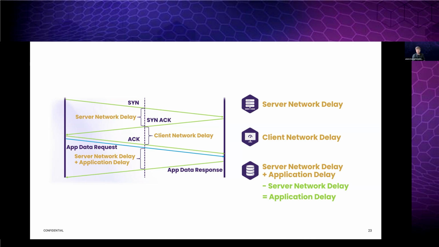And again, subtracting that server network delay out is really the powerful part, because that completely removes all of our network state from the actual time spent dwelling in the application. So if the application delay is high, we can point to the app team. If server or client network delay is high, then we already know it's something we can solve from the NOC perspective.